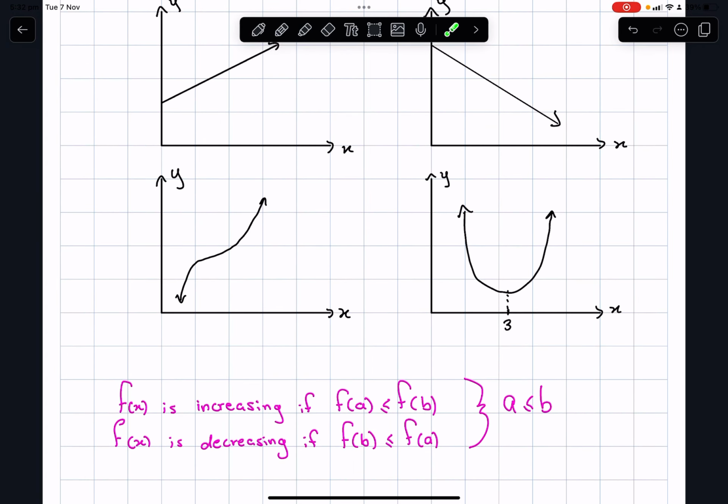So in a nice definition way of what I just said, my function f of x is increasing if f of a is less than or equal to f of b, and this is for x equals a being less than or equal to x equals b. So as I move left to right, my y value increases. Okay, f of x is decreasing if the opposite is true.